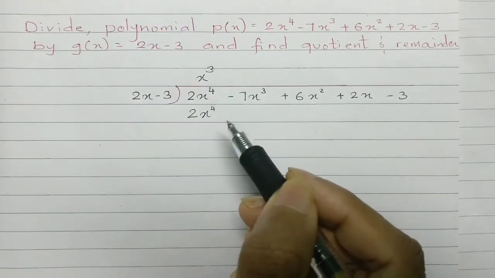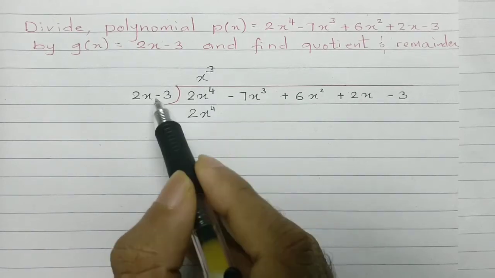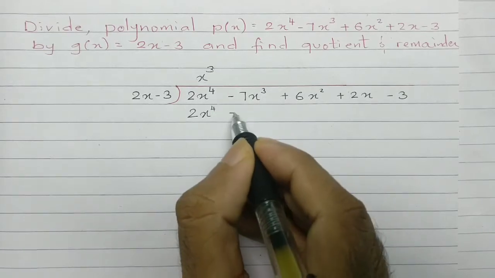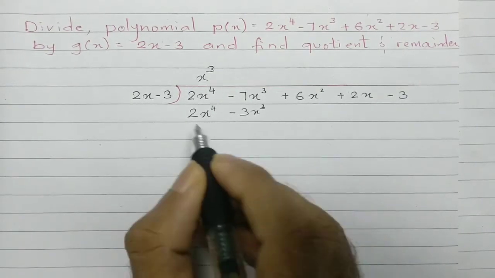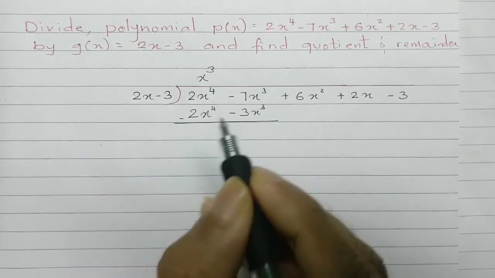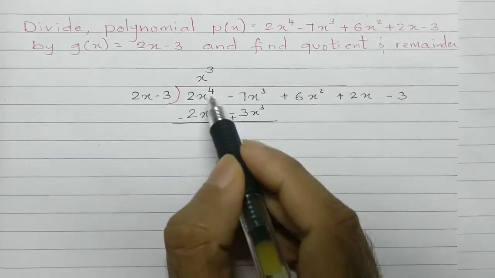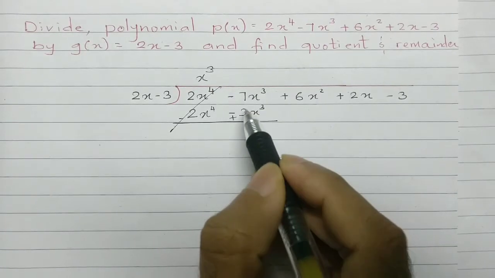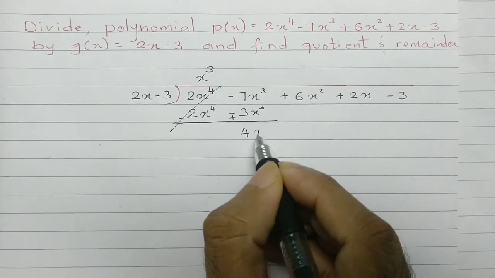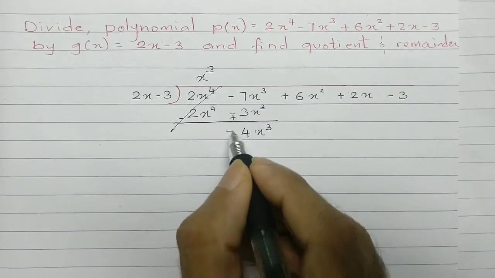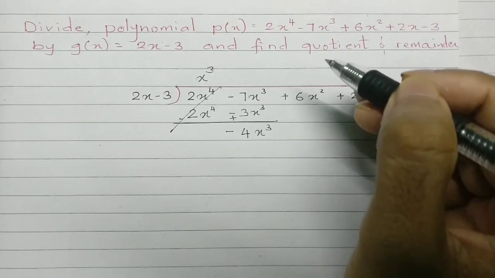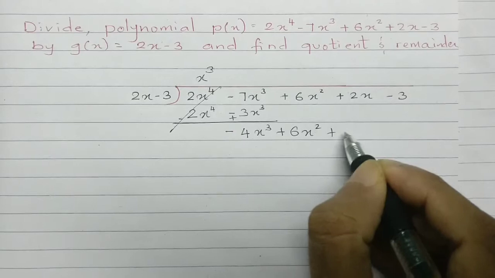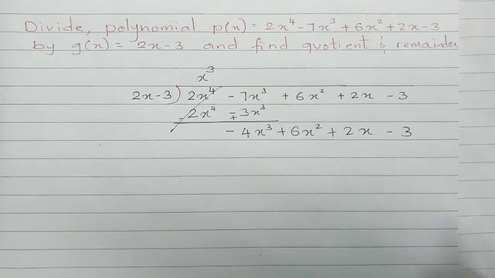Once I have replicated, remove your pen and multiply this. So this will become minus 3 into x cube is minus 3x cube. So I'll write minus 3x cube. Change the sign, plus will become minus, minus will become plus. Cancel this off and add this. So minus and plus, minus 7 minus 3 is 4x cube, sign of the greater number. And rest all the terms, bring them down, plus 6x square plus 2x minus 3.